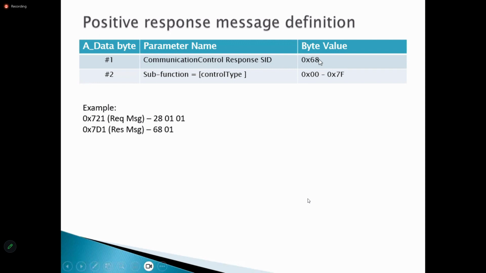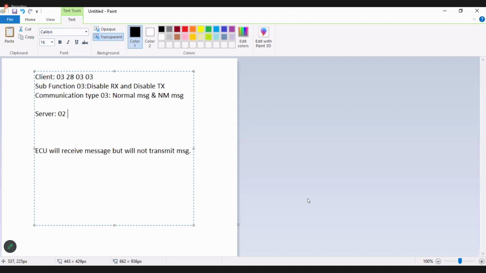First is the communication control service ID 68. Second is the subfunction. Clear? Yes, sir. So the positive response will be 0268. What is the subfunction here? 03. Yes. So the positive response is 026803. That means disable RX and disable TX has been implemented by the server.